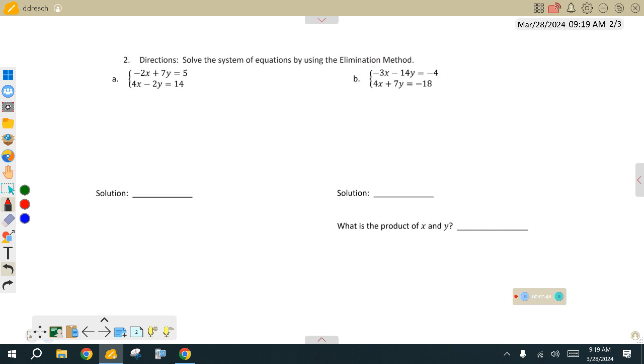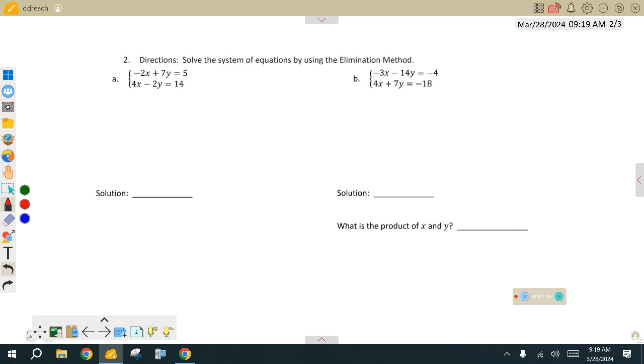To do elimination today, you also might hear it called linear combination. We call it the combination method too, because what we're going to do is combine these two equations. And when we combine these two equations, one of the variables will eliminate. If you hear it called the combination method, it's the same thing. We're always going to add them together.